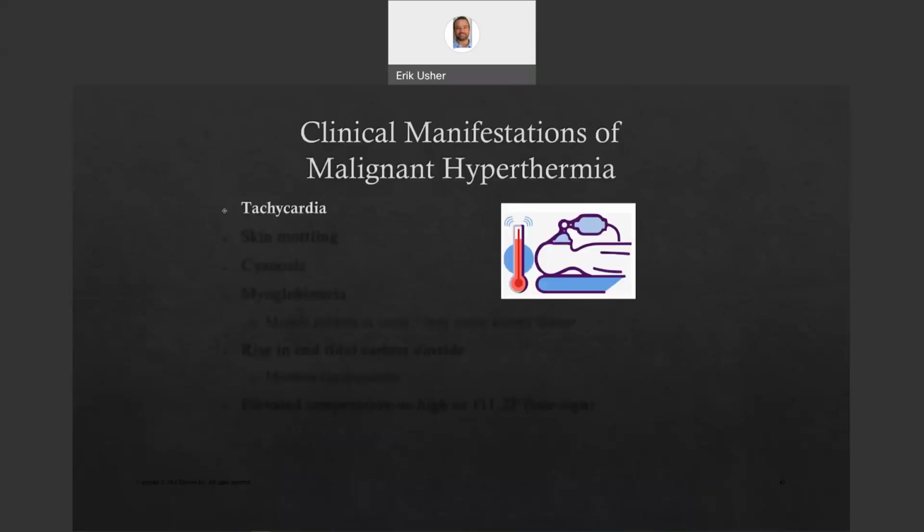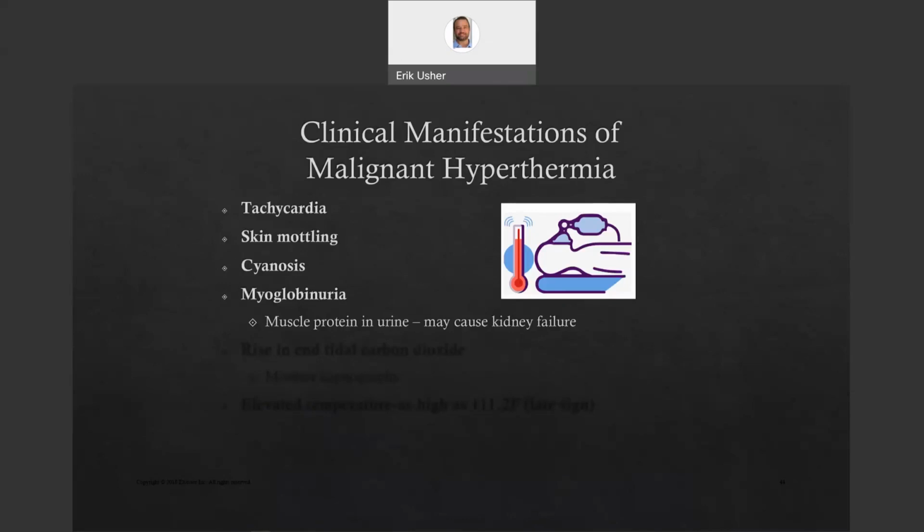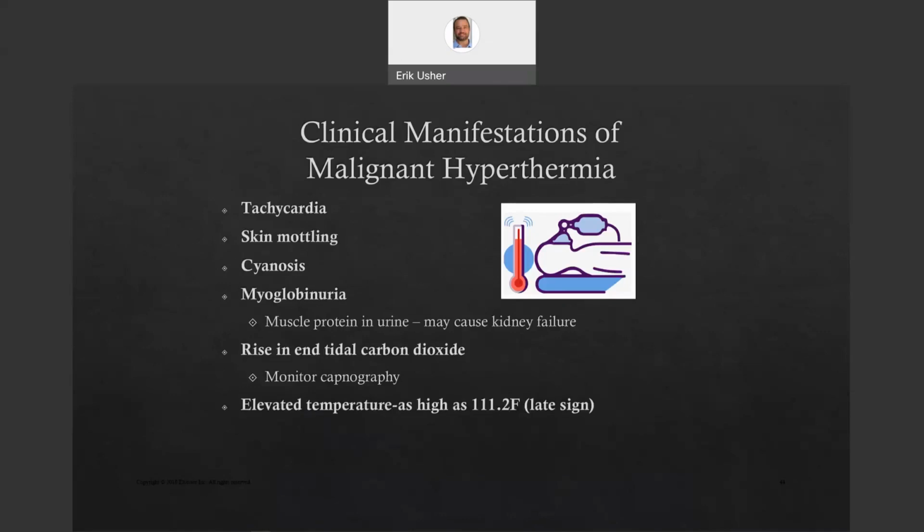What do we see? Well, hyperthermia is kind of in the name, so you expect them to be hot, but that's a late sign. Early signs we see is tachycardia. It's probably the earliest. Some skin mottling, maybe cyanosis, myoglobinuria, muscle proteins in the urine, rise in end-tidal CO2. That's a big one. So that's another reason we monitor capnography. And again, those temperatures can elevate as high as 111.2. It's a very late sign.